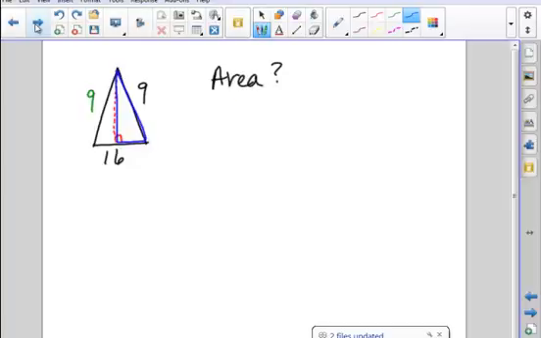So over here, I'm going to pull this out. I know some information about this triangle. I know this is 8. I know this is 9, and this is my h, right? So how can I find h?